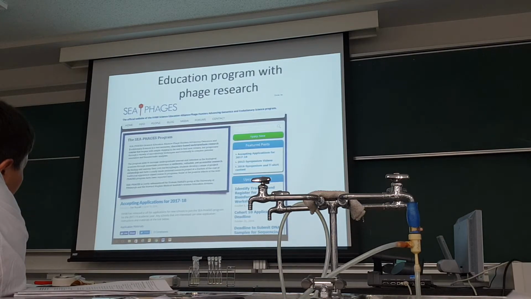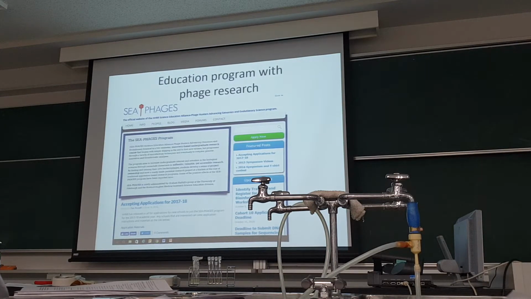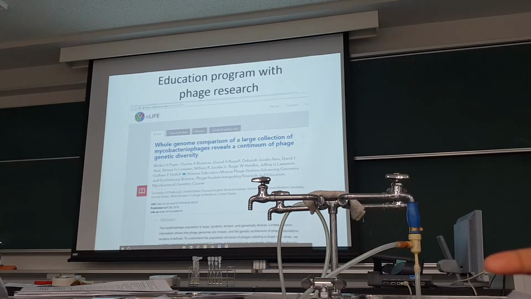bioinformatics skills, how to isolate the bacteriophage and how to use the bacteria. So it's a very cost-effective way to teach microbiology, they said. And as a result, they published such a good paper. They collected tons of bacteriophage, sequenced them, and then reported in eLife. The eLife impact factor is, I think, 9 or 10, I forgot, but okay.